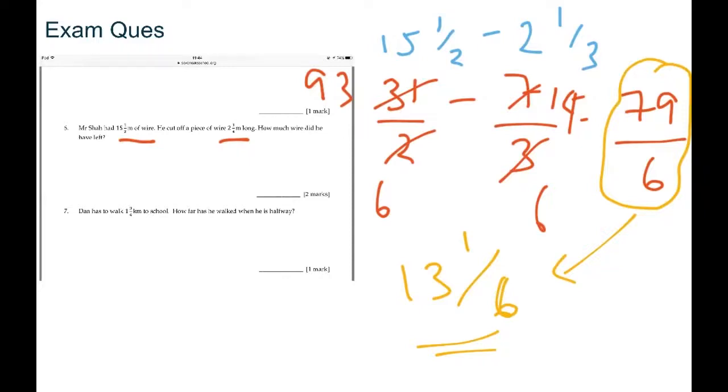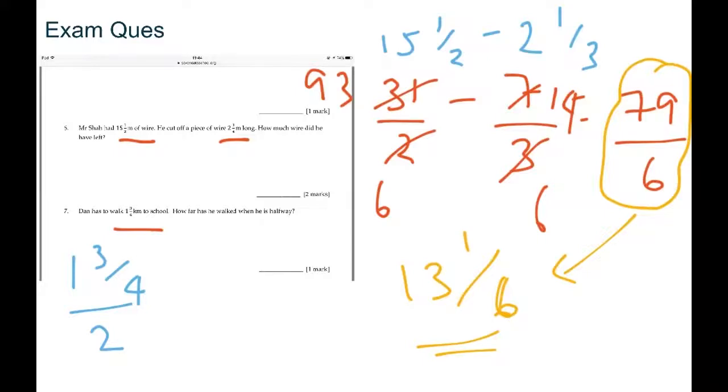Great, okay. So let's look at the last one then. So Dan has to walk 1 3/4 kilometers to school. How far has he walked when he is halfway? So what's that asking us? Essentially, it's asking us to calculate 1 3/4 divided by 2, isn't it? If it's asking us to work out how much he's walked halfway, it means find a half of 1 3/4, or do 1 3/4 divided by 2.